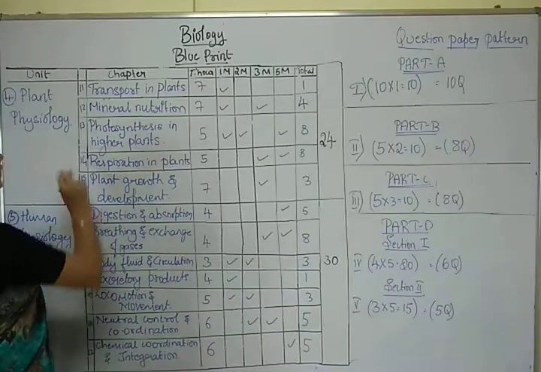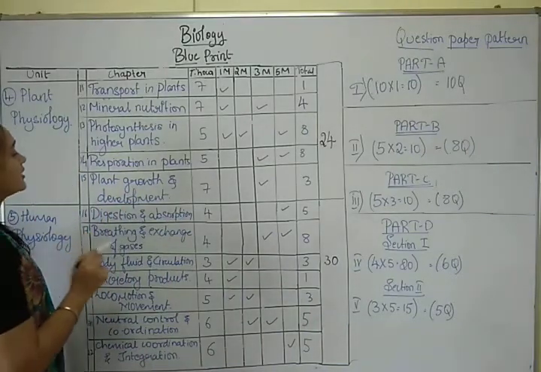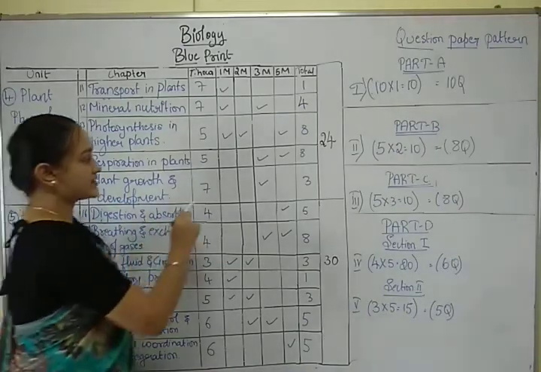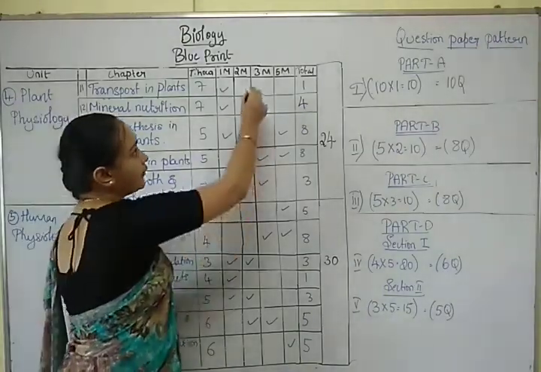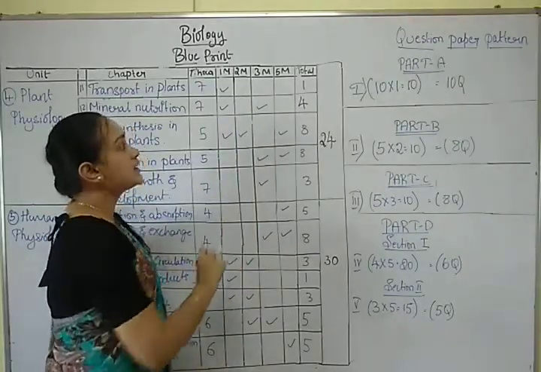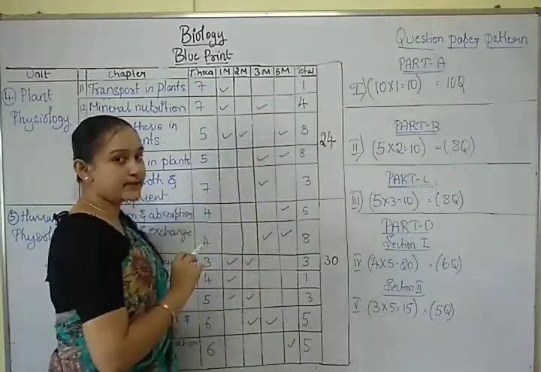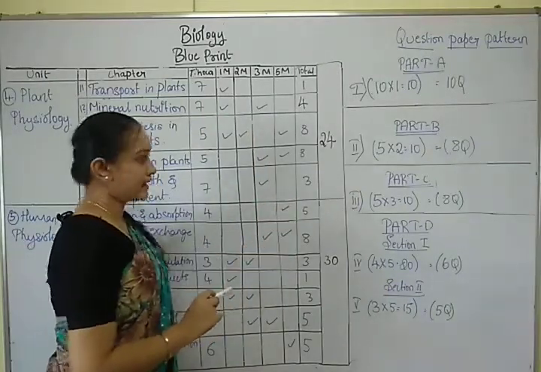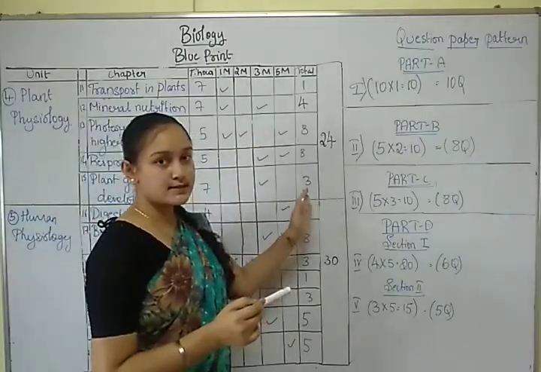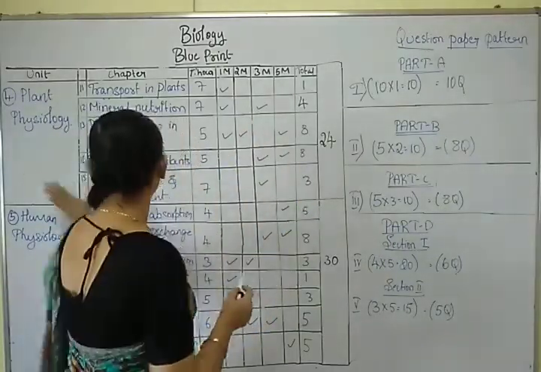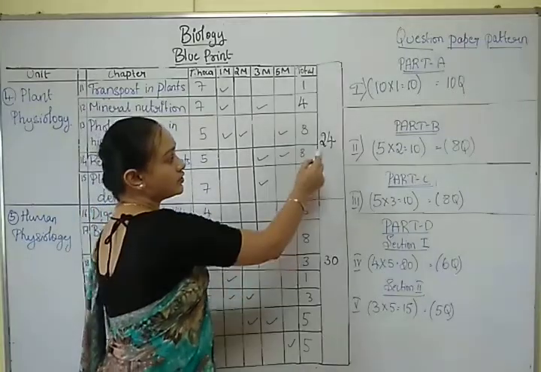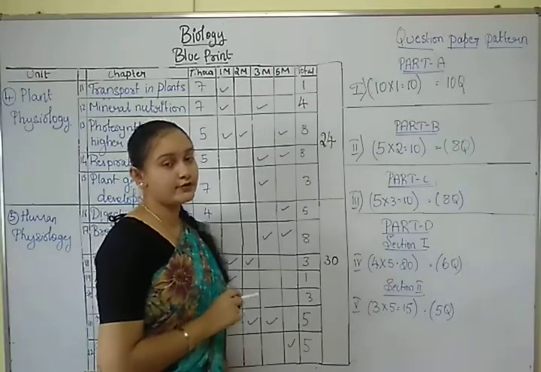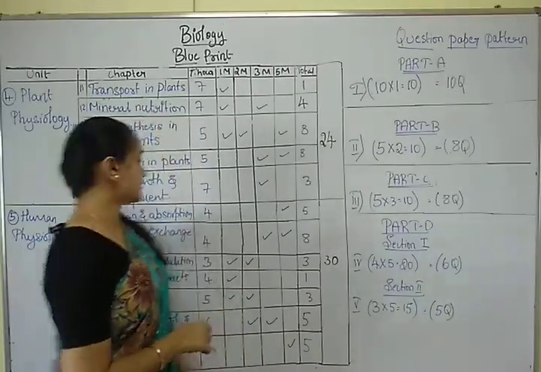Next, the last chapter of the unit of plant physiology is plant growth and development. The teaching hour is 7. Just one question will be asked, of 3 marks. So the total weightage of this chapter is 3 marks. By adding all these marks chapter-wise in the unit of plant physiology, the total marks in this unit is 24 marks.